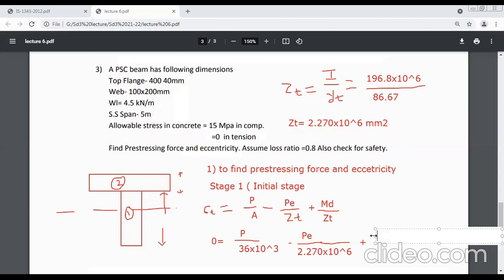Movement due to self-weight. How much movement due to self-weight have we calculated? It is 2.81 kilonewton meter. Converted, it is in Newton mm, multiplied by 10 raised to the 6, divided by the section modulus, 2.270 into 10 raised to the power 6.